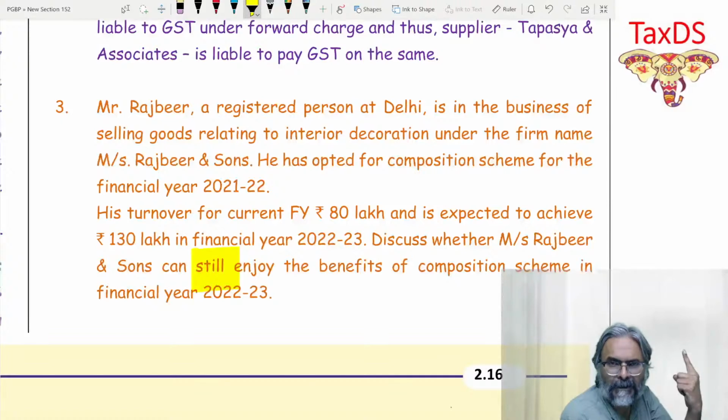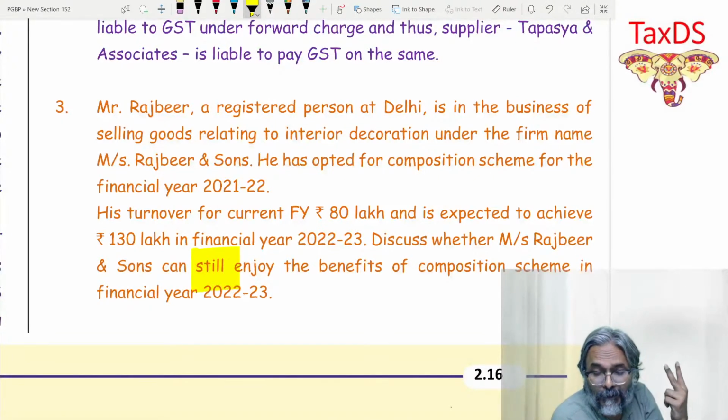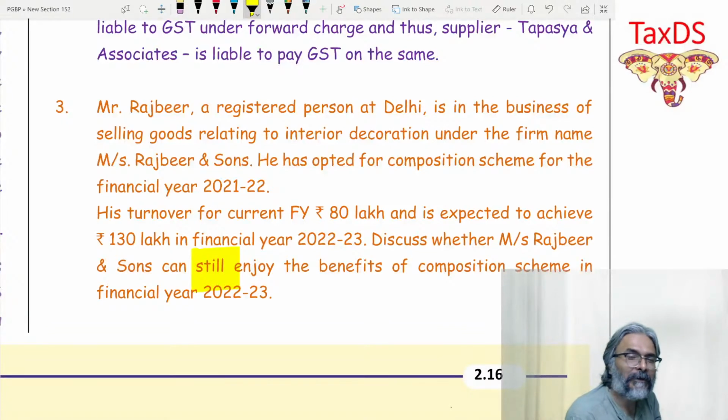What was the first question? Discuss whether Mrs. Rajbir and Son is eligible for composition scheme for financial year 22-23. That is question number 1. And what is question number 2? Discuss whether Mrs. Rajbir and Son can still enjoy the benefit of composition scheme in financial year 22-23. Do you know the difference now, students, of these 2 questions?